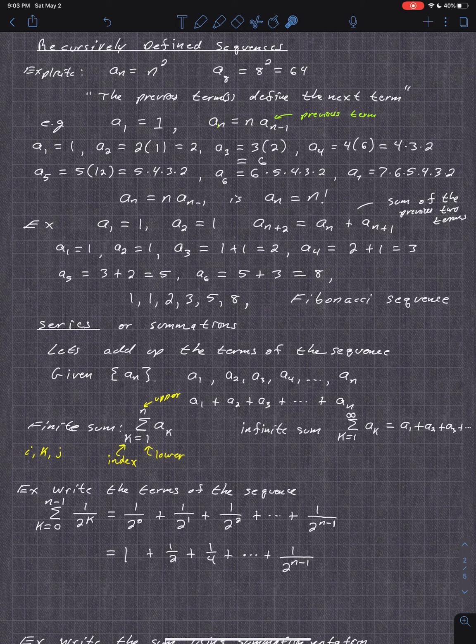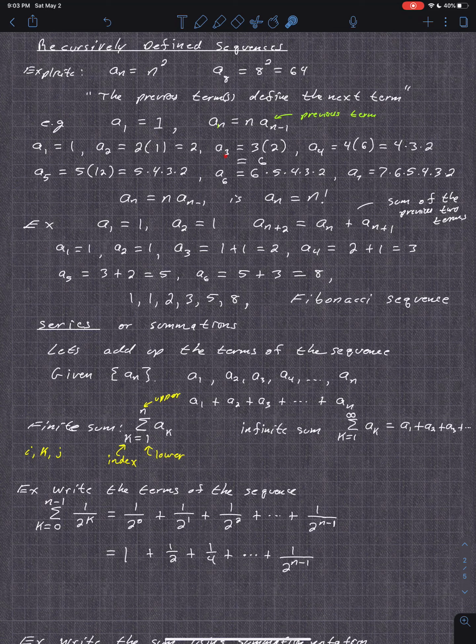So let's take a look. So for example, a sub 1 is 1. And let's say a sub n is n times a sub n minus 1. So this is the previous term. So a1 is 1. a2 is, we put in the value, right? 2 times the previous. So the previous is 1. You get a product as 2.